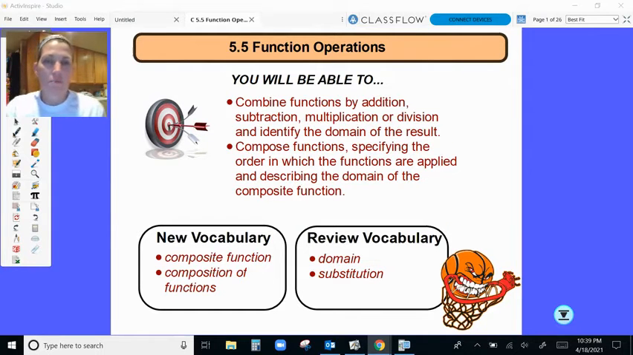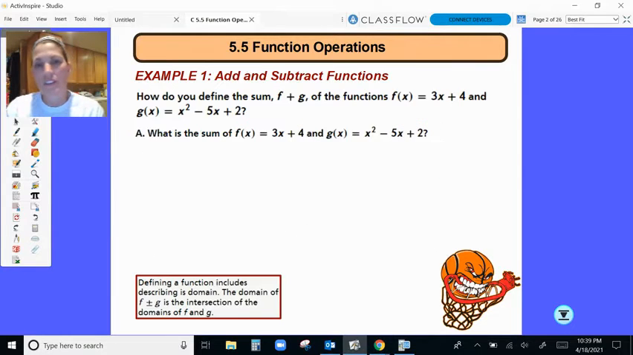We are going to dive into 5.15, which is function operations. Everything in here is going to be in function notation, so f of x, g of x, and so forth. You're going to see some funky notation in here. It's going to say, how do you define the sum of f plus g? When you see this, they're just saying we're going to add two functions together, in this case, f and g.